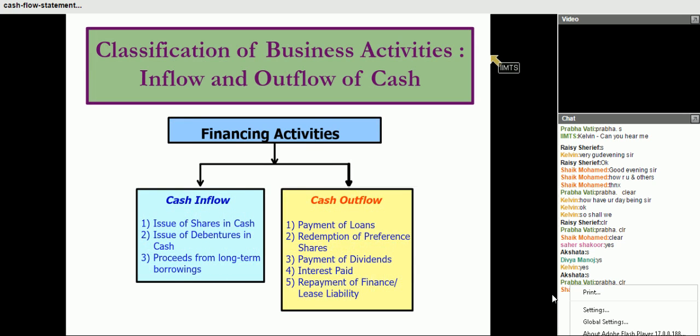Let's see the cash inflow and cash outflow in financing activities. Issue of shares in cash, issue of debentures in cash, proceeds from long-term borrowings. This comes in cash inflow. And in cash outflow, payment of loans, redemption of preference shares, payment of dividends, interest paid, repayment of finance or lease liability. All these things come inside cash outflow for financing activities.